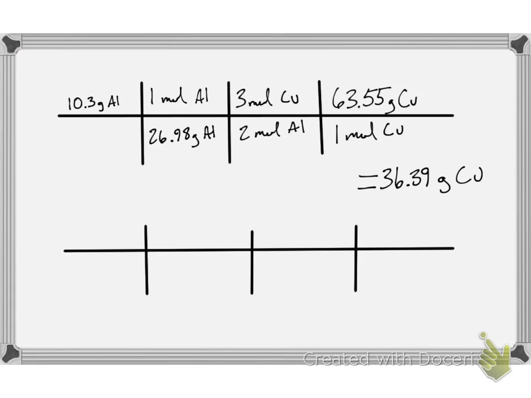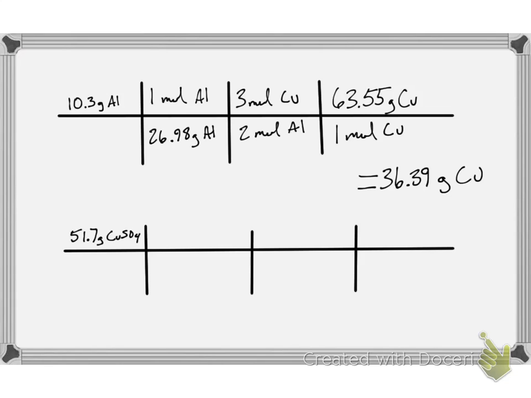Now, we need to take this one step further because we can't just say, okay, now I'm going to produce this much. We have to go into the next step, which is going to tell us how much copper we make with our other reactant, which is copper sulfate. So, 51.7 grams of copper sulfate.